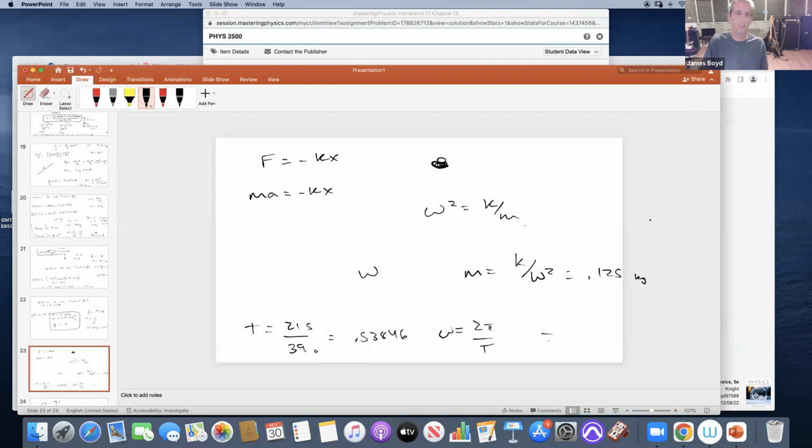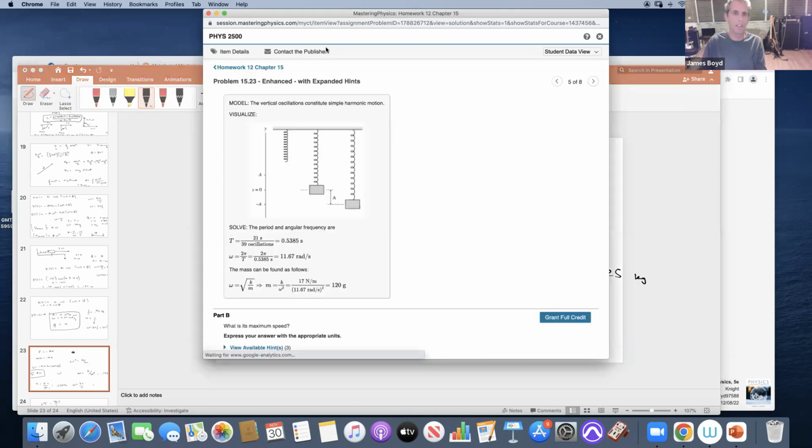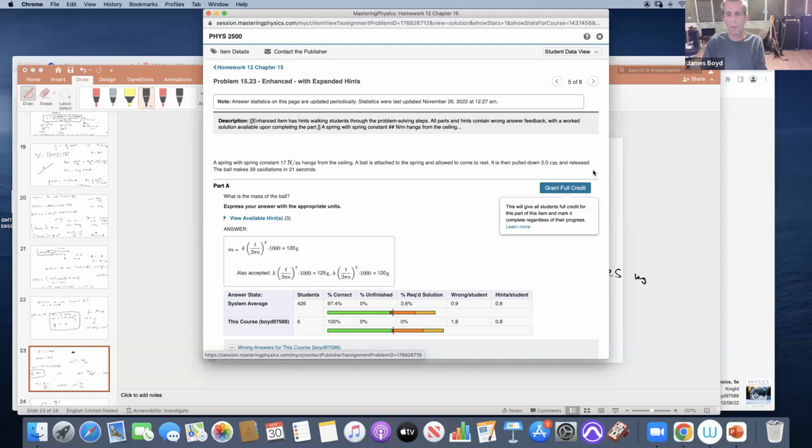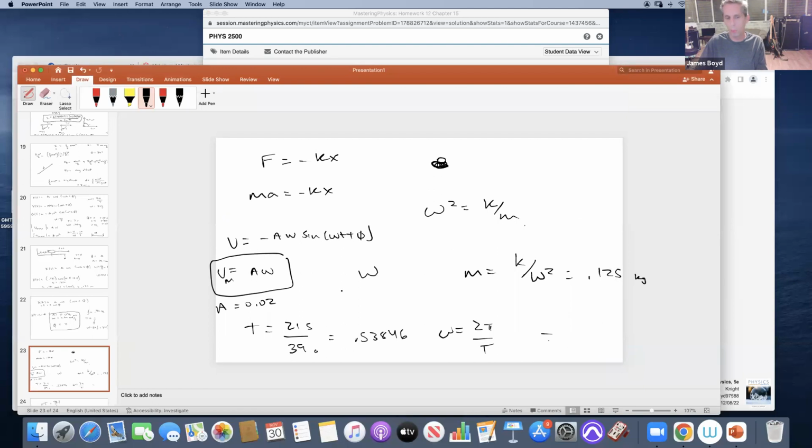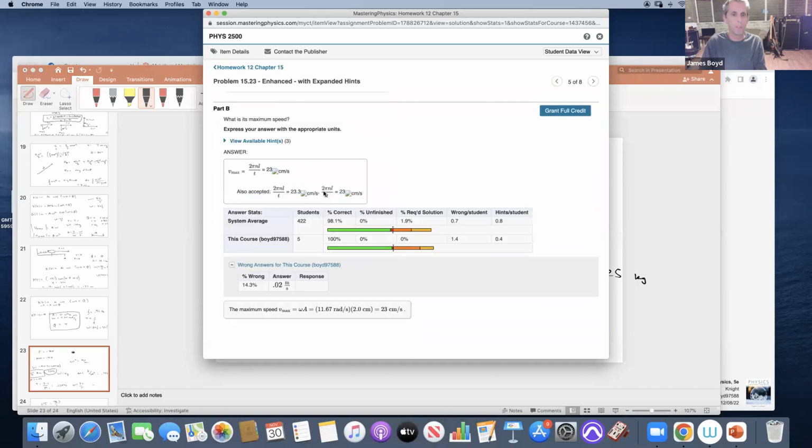What is the maximum speed? Now V max, because remember V is A omega sine. The maximum is when this is 1, so V max is A omega. We know that omega was 2 pi over T, and we know what A is, I think. The ball is pulled down 2 centimeters. So A is 0.02. Omega is 2 pi over T. So 0.02 times pi times 2 divided by 0.53846, and I get 23.233 meters per second is my reading. I don't know what's going on there, but they changed it to centimeters per second. I got 0.23 meters per second, which is 23 centimeters per second. Just omega A.